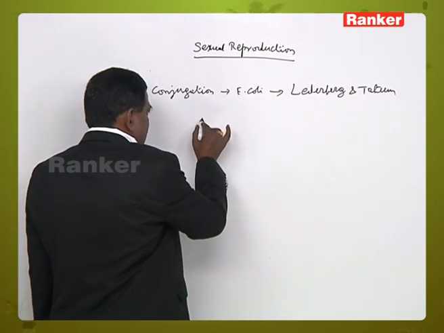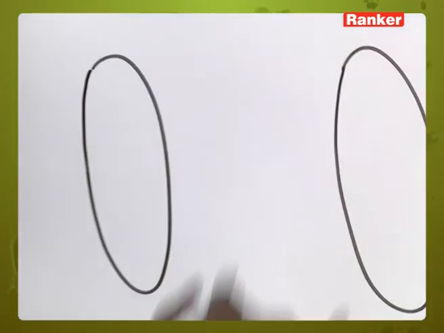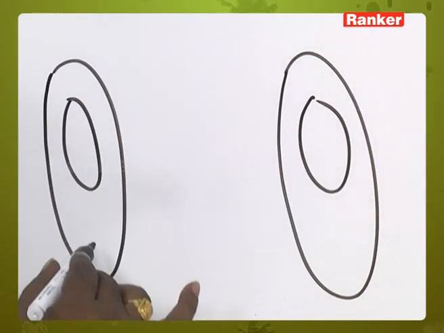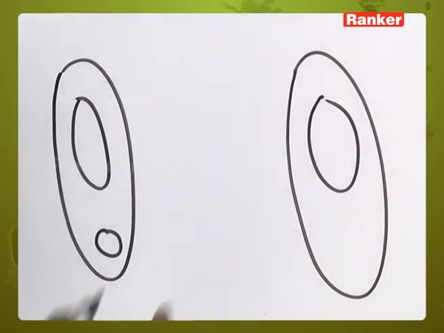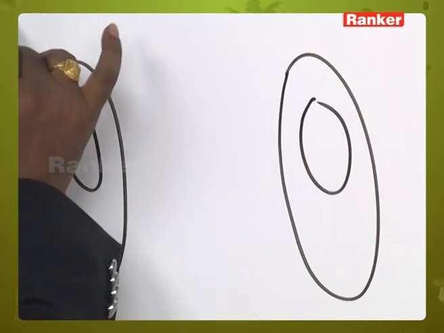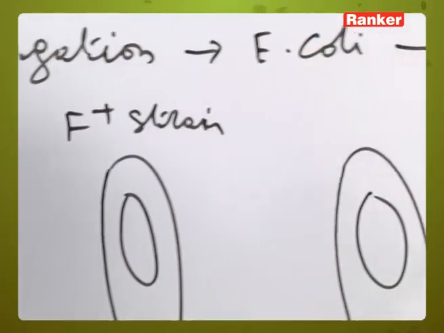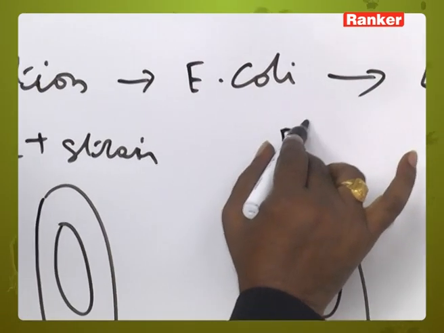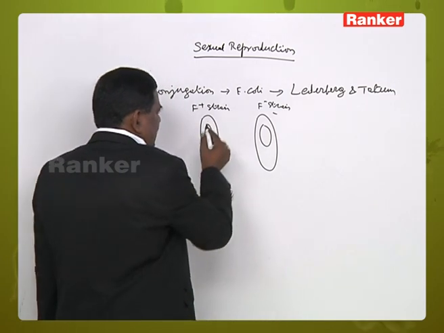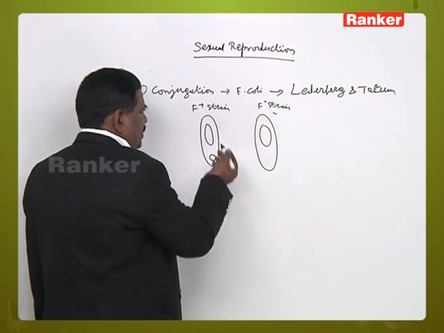Here two strains are present, one bacterium and another bacterium. One bacterium contains the plasmid, and in the other bacterium the plasmid is absent. The bacterium with the plasmid is the F plus strain. The bacterium without the plasmid is the F minus strain. The plasmid carries the fertility factor; without the plasmid there is no fertility factor.